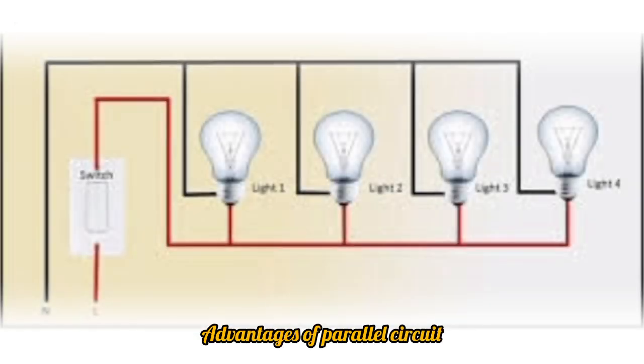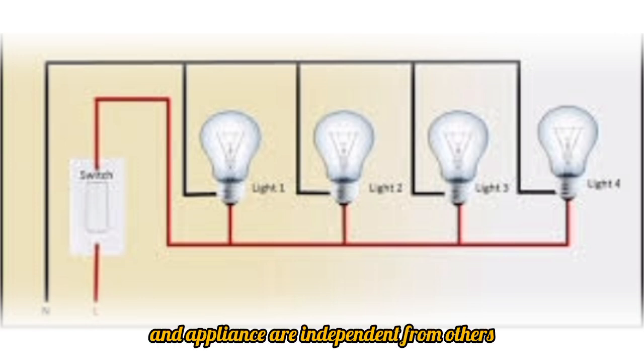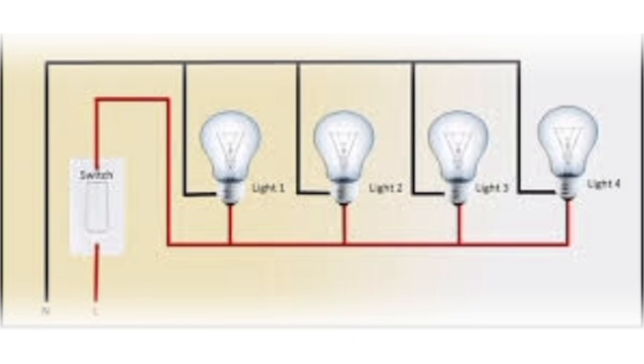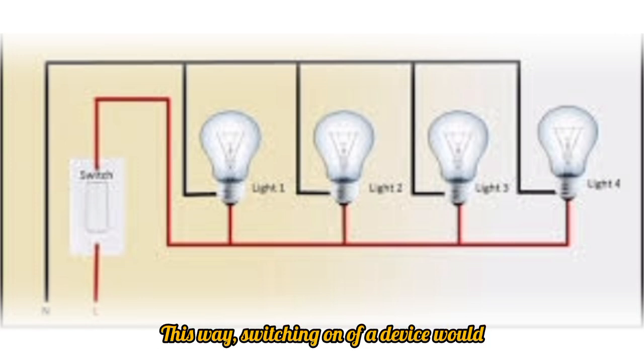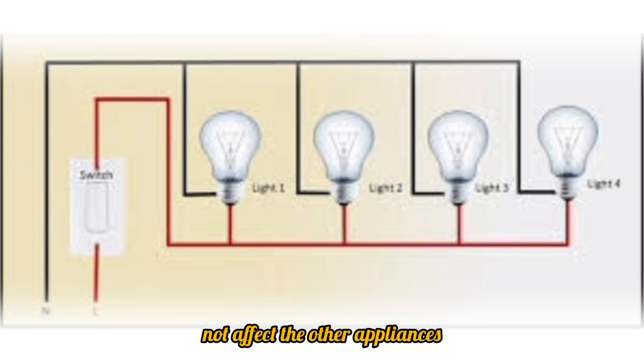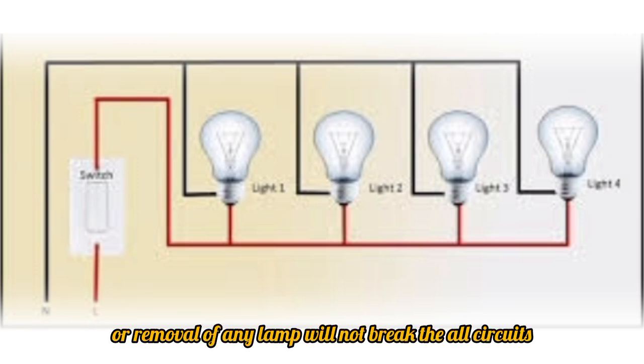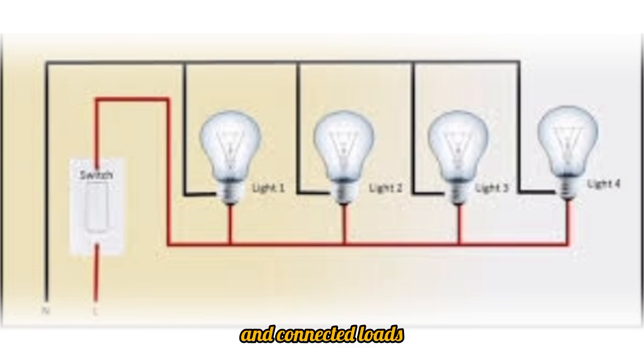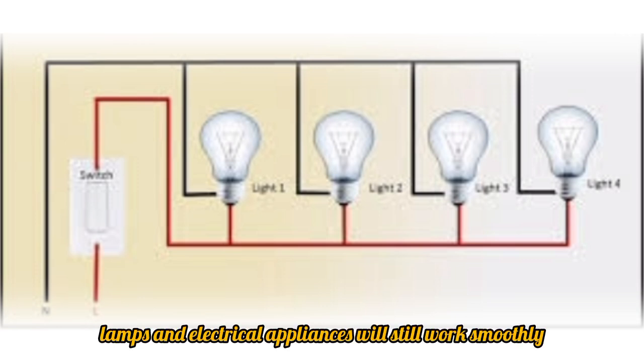Advantages of parallel circuit. Each connected electrical device and appliance is independent from the others. This way, switching on a device would not affect the other appliances and their operation. A break in the cable or removal of any lamp will not break the whole circuit and connected loads. In other words, other lights, lamps and electrical appliances will still work smoothly.